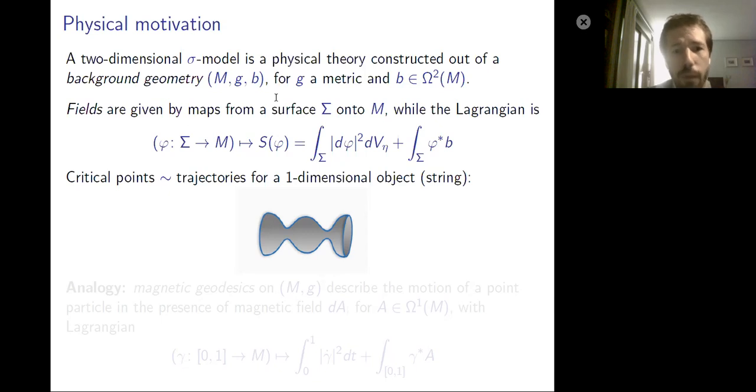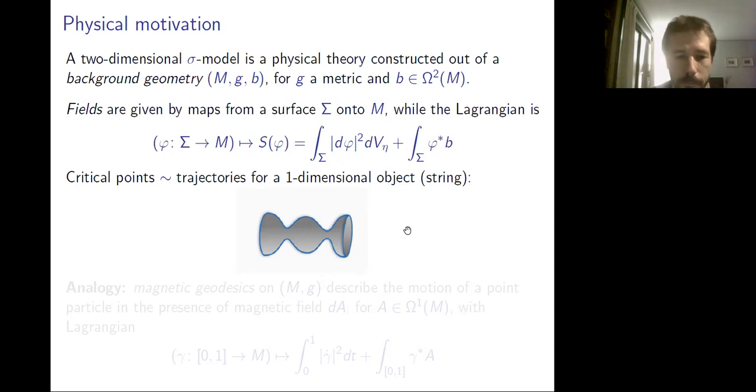So given a field, which is a map from sigma into M, where sigma is a surface, the Lagrangian can be written as follows. S(phi) is the L2 energy of the differential of the map, if you want, just the L2 norm of the differential of the map, plus the integral of the pullback of the 2-form. So now I have to think of critical points for this functional as some sort of trajectories for a one-dimensional object, which physicists think of as a string.